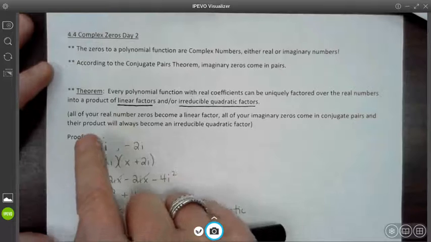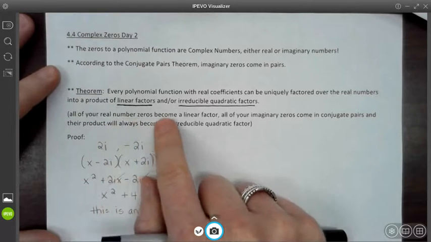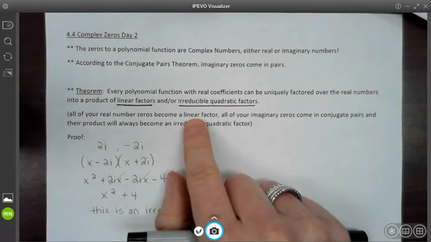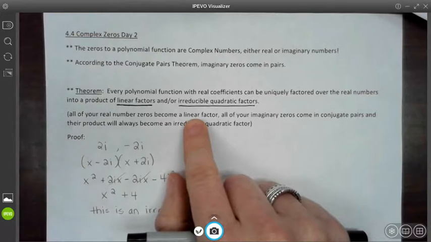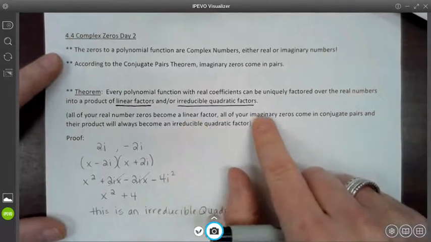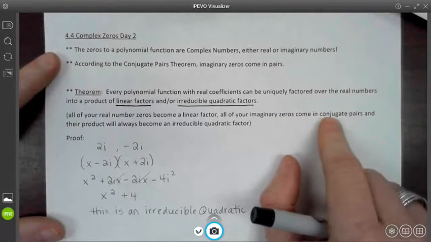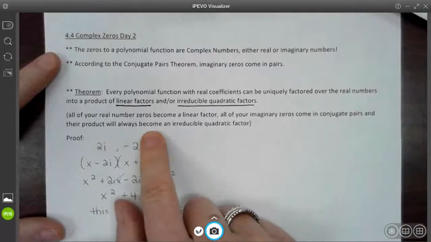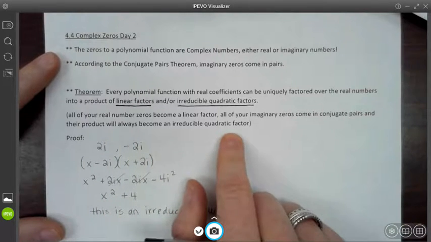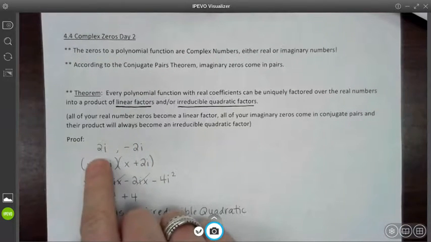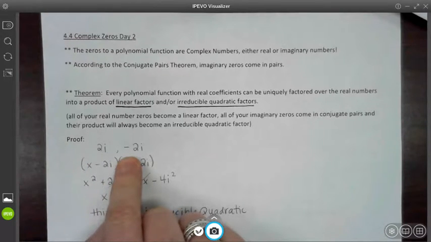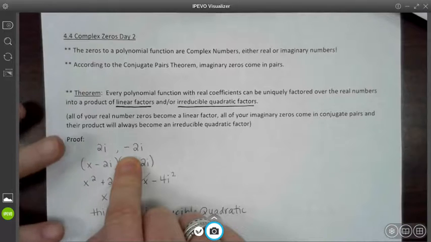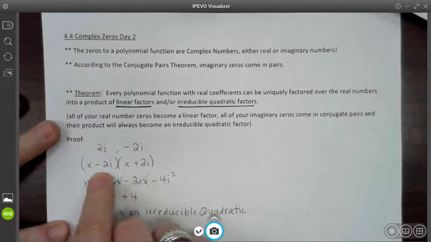All right, so basically what this is saying is all of your real number zeros become a linear factor, right? Like if 5 was a real zero, then x minus 5 was a factor of that polynomial, right? And it's saying that all of your imaginary zeros, which come in those conjugate pairs, can become a product that will always be an irreducible quadratic factor. So for example, let's say 2i was an imaginary zero. Then we also know that negative 2i, its conjugate, had to be a zero as well. So then you can write them as those strange looking factors.